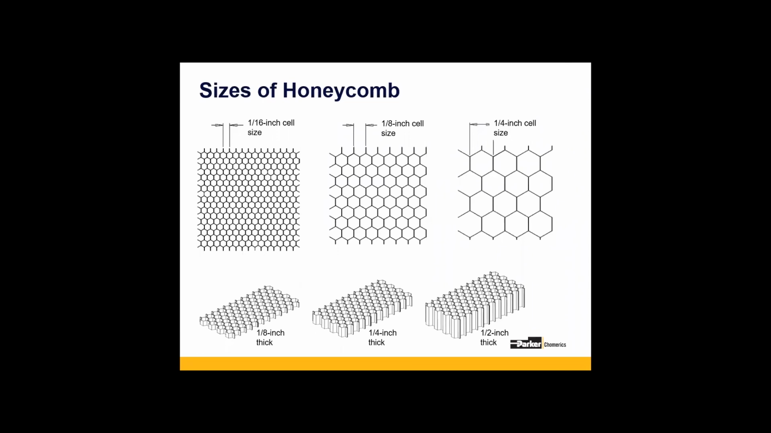So the common cell sizes are 1/8 inch cell, 1/4 inch cell. We try to stick to the common off-the-shelf sizes. There is a 1/16 inch, but you want to be aware that that can really restrict your airflow, and there's also potential to clog up with dirt and dust. And then same thing with the thickness of the sheets of honeycomb. We have 1/8 inch, 1/4 inch, 1/2 inch thick. You can go up to 1 inch if you need, but if you think you might need something that's not standard, just contact us and we'll work through it.